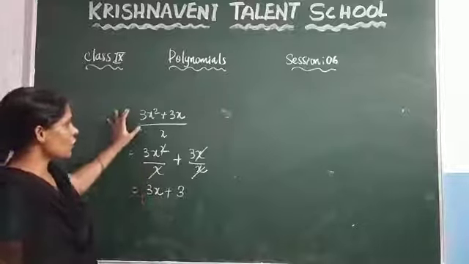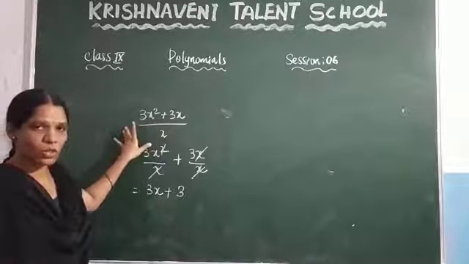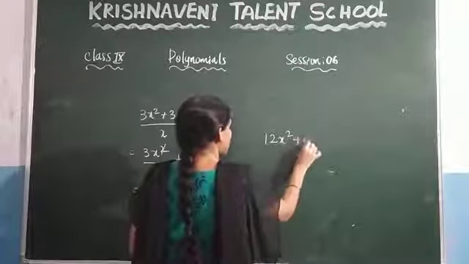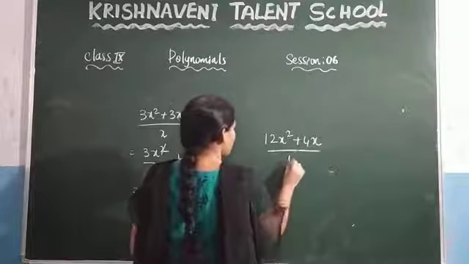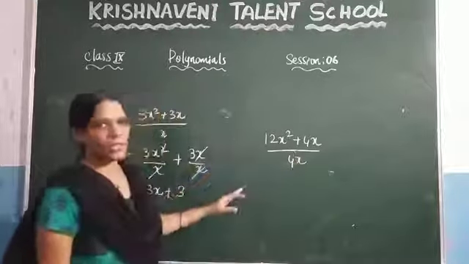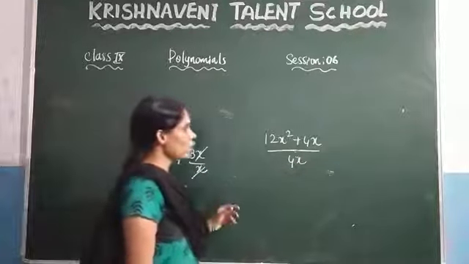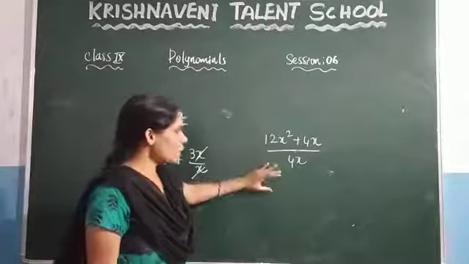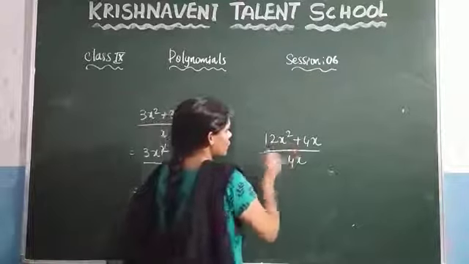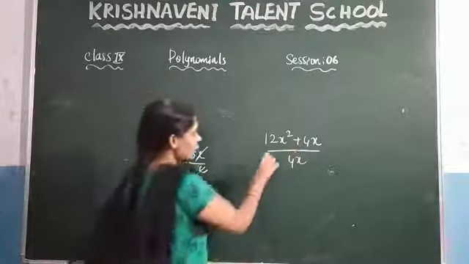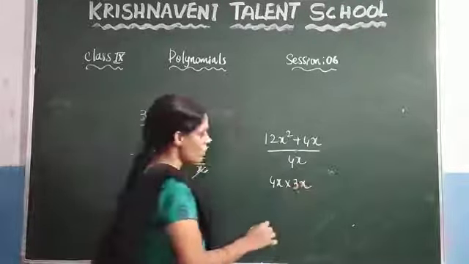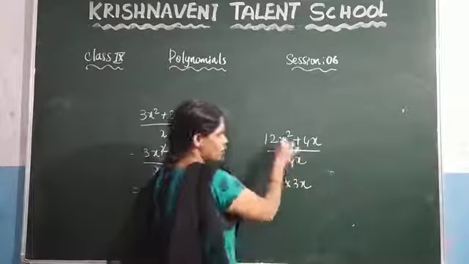If you are given any polynomial and want to divide it by a monomial, you can divide like this. Let us consider one more: 12x squared plus 4x divided by 4x. How do you divide this? You can divide this polynomial by this monomial in two different ways. Just observe that you can take 4x common. Here 12x squared you can write as 4x into 3x, right? Because 4 3s are 12 and x into x is x squared.